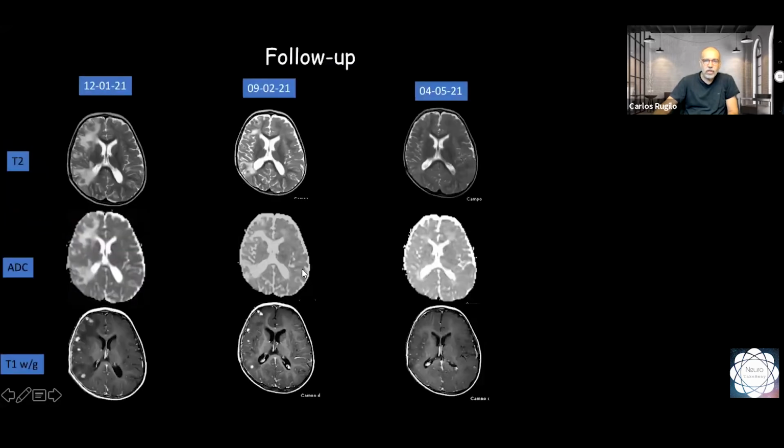So now I show you the further studies. As you can see, there was a very good evolution. Here we have a diminishing of the edema and the mass effect, and finally the resolution of the abscesses. The same happened on diffusion, on ADC maps, and finally, there was no gadolinium enhancement.